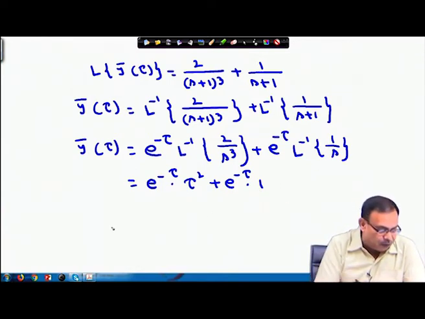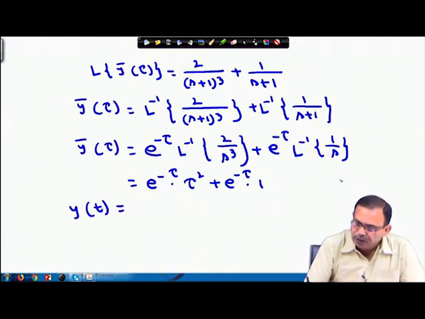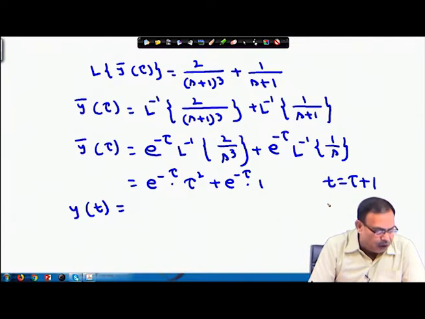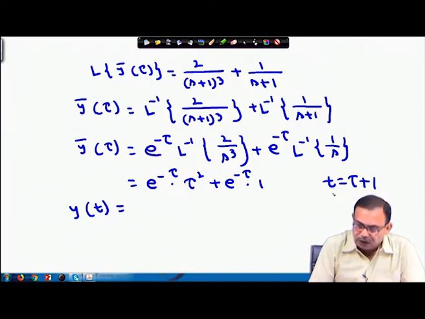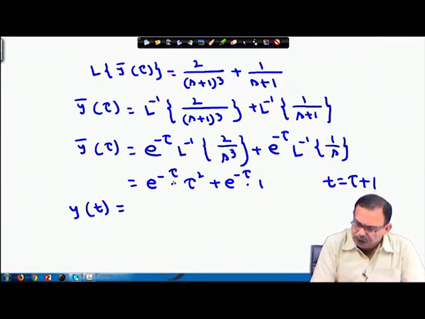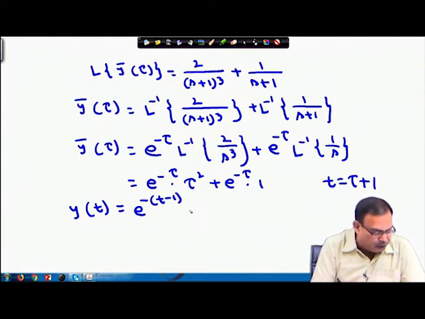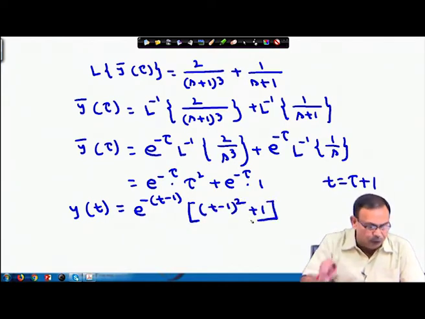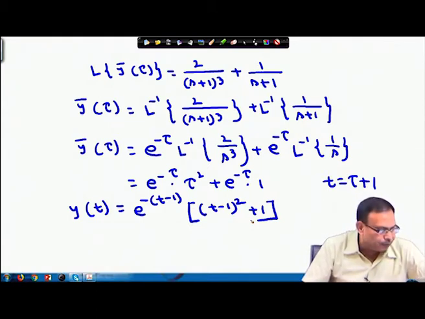So, once I obtain y tau, then I can find the value of y t. What I have assumed is t equals tau plus 1, since we have assumed. So your tau will be t minus 1. So, e power minus t minus 1 into t minus 1 whole square plus 1. You will obtain the result as this one.